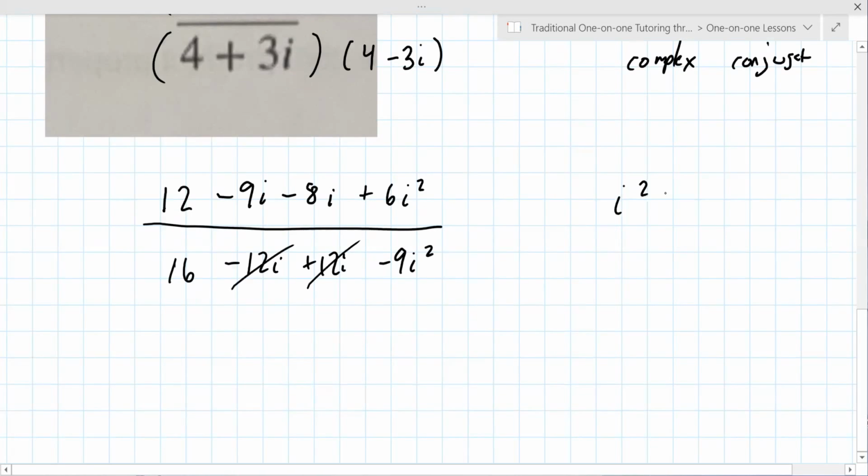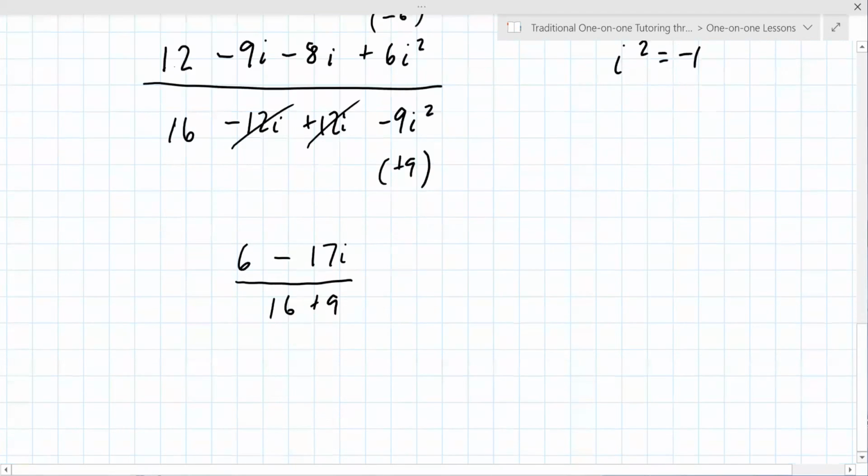And then remember, i squared is negative 1. So wherever you see an i squared, you can replace it with negative 1. So this becomes negative 6. And this becomes positive 9. So it's 12 minus 6, which is 6, minus 9i and minus 8i is minus 17i, all over 16 plus 9. And we're not quite done.